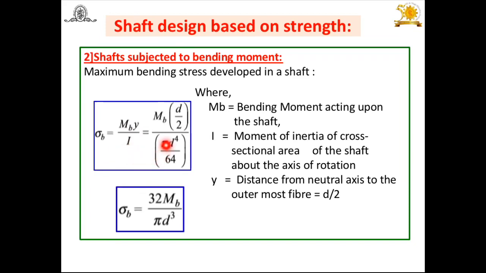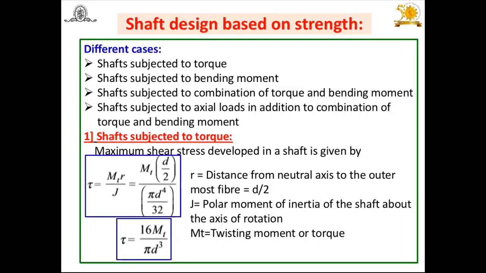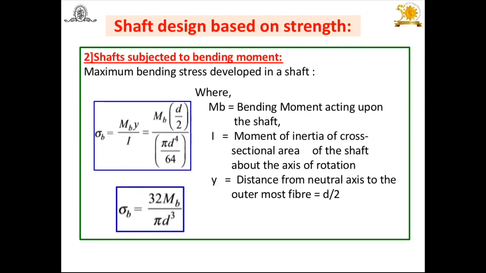For circular shafts, this value is pi by 64 into d raised to 4. Substitute I is equal to this value, y is equal to d by 2, and find sigma b. You will get sigma b is equal to 32 Mb upon pi d cube. That means this expression is applicable when the shaft is subjected to bending moment, and tau is equal to 16 Mt upon pi d cube is applicable when subjected to twisting moment. This is for when the torsional and bending moments act separately.